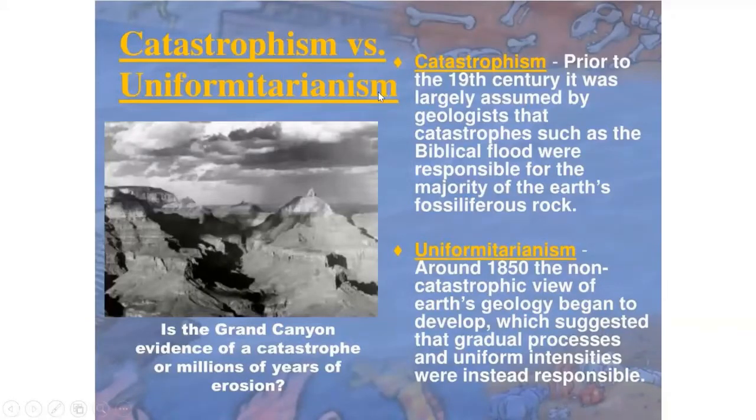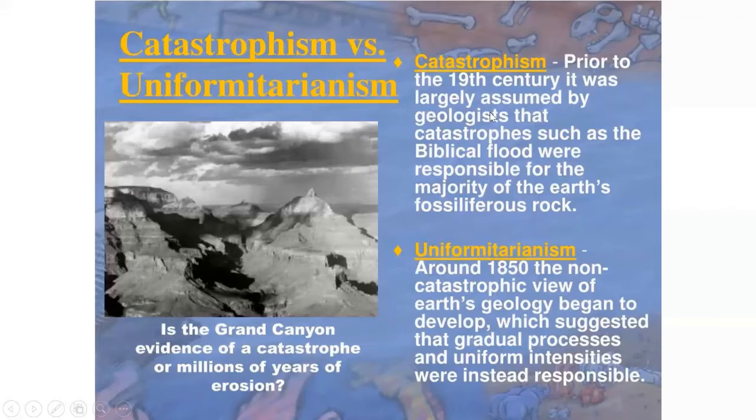So we have now two concepts. Catastrophism comes from the word catastrophe, which means disaster, versus uniformitarianism, which comes from the word uniform. That means everything has always been constantly the same. Okay, so catastrophism, before the 19th century, okay, that means 1801 to 1900, that is the 19th century. 1801 is the 19th century.